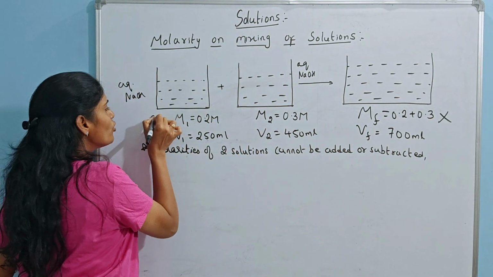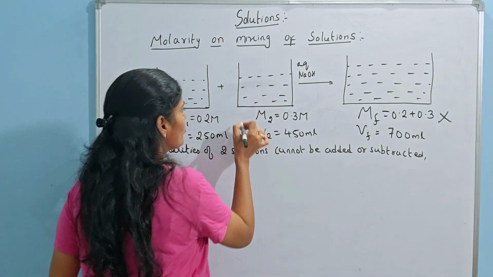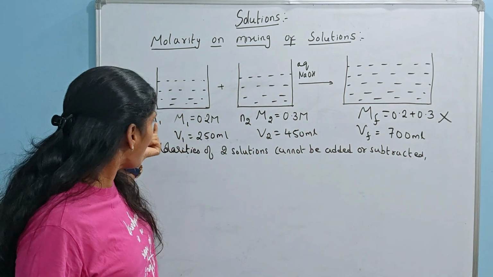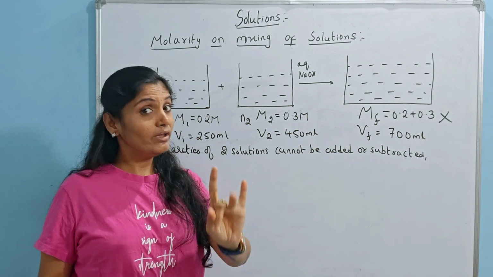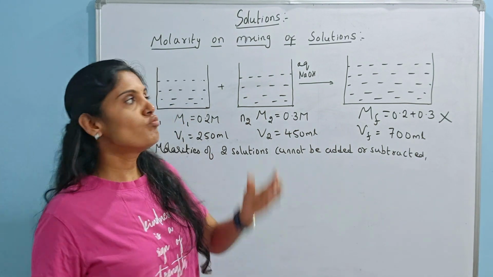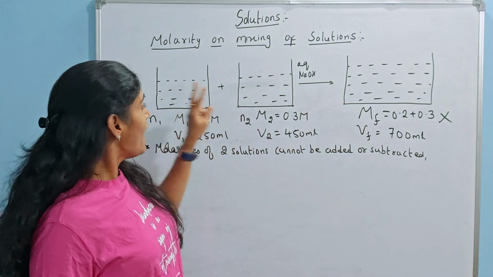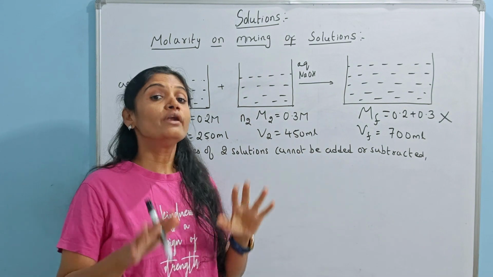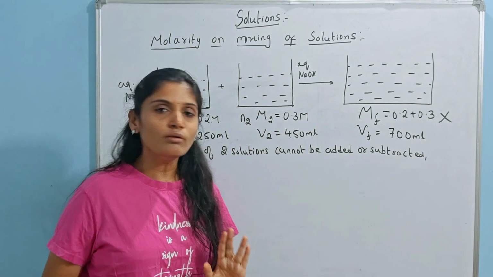Imagine here the number of moles of this solution is N1. The number of moles of this solution be N2. Then I can add N1 plus N2 and I can get the final number of moles. We can even add the number of moles of both the solutions to get the final number of moles. We can add the volume of these two solutions to get the final volume, but you can never add or subtract the molarities to get the final molarity.